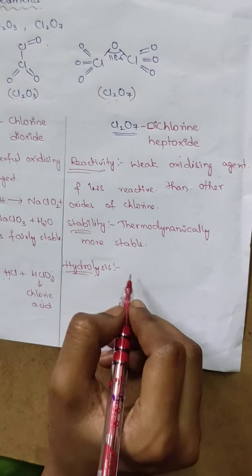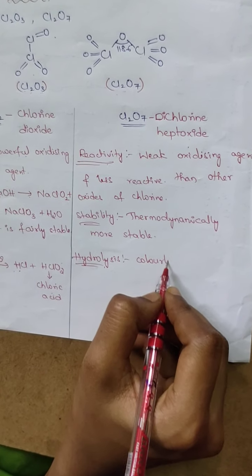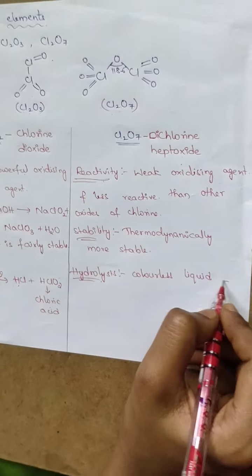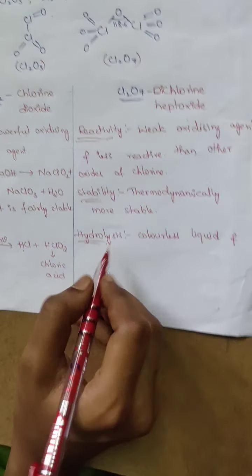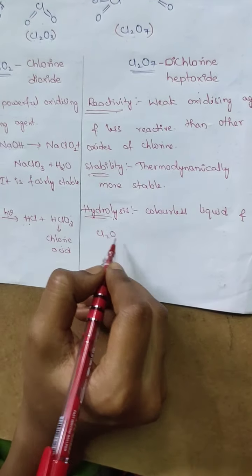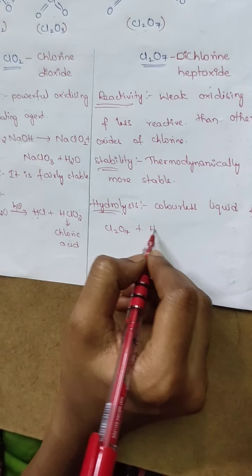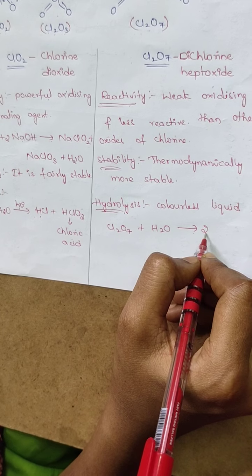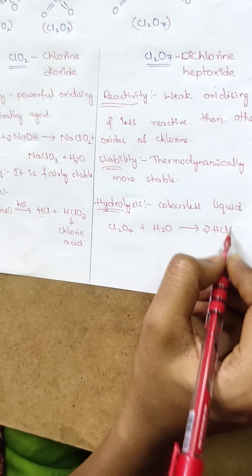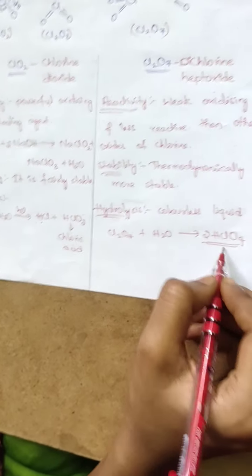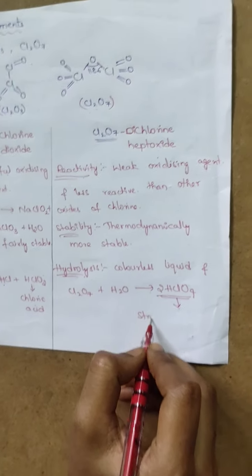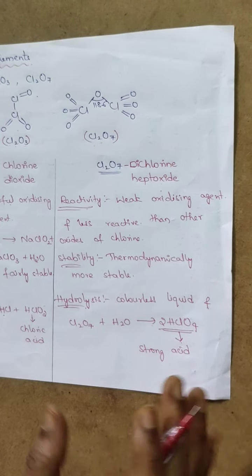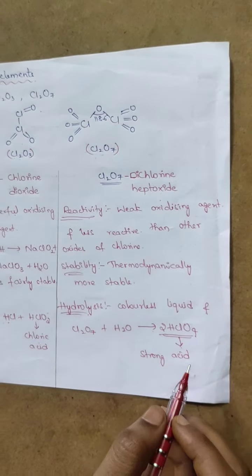Hydrolysis. It is a colorless liquid, and whenever Cl2O7 dissolves in water, it will give perchloric acid. Perchloric acid is a strong acid as compared to other oxo acids of chlorine.